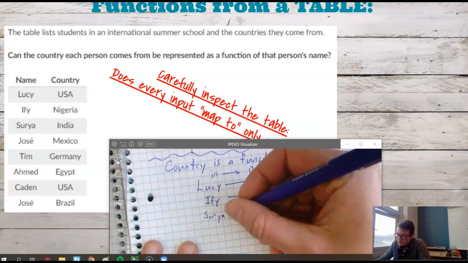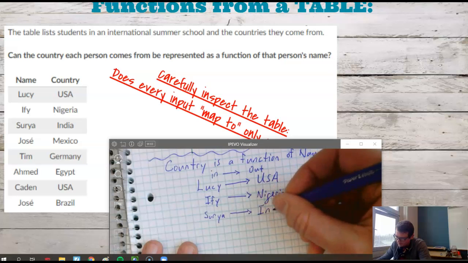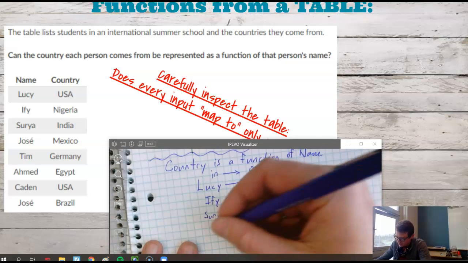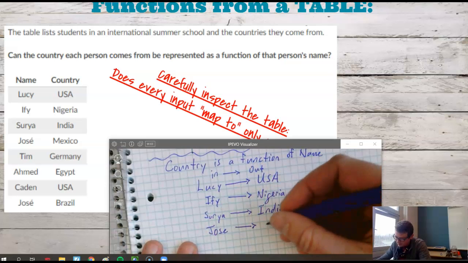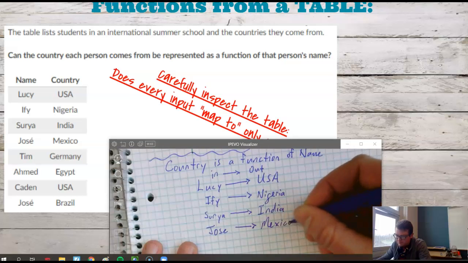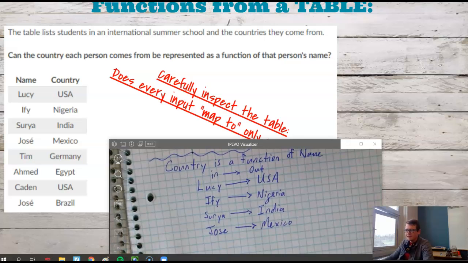Throw it in the chat. Do you think this is a function, yes or no? All right, everyone should be getting back in here now. Is this a function, yes or no? Please put it in the chat. Every input maps to one output.